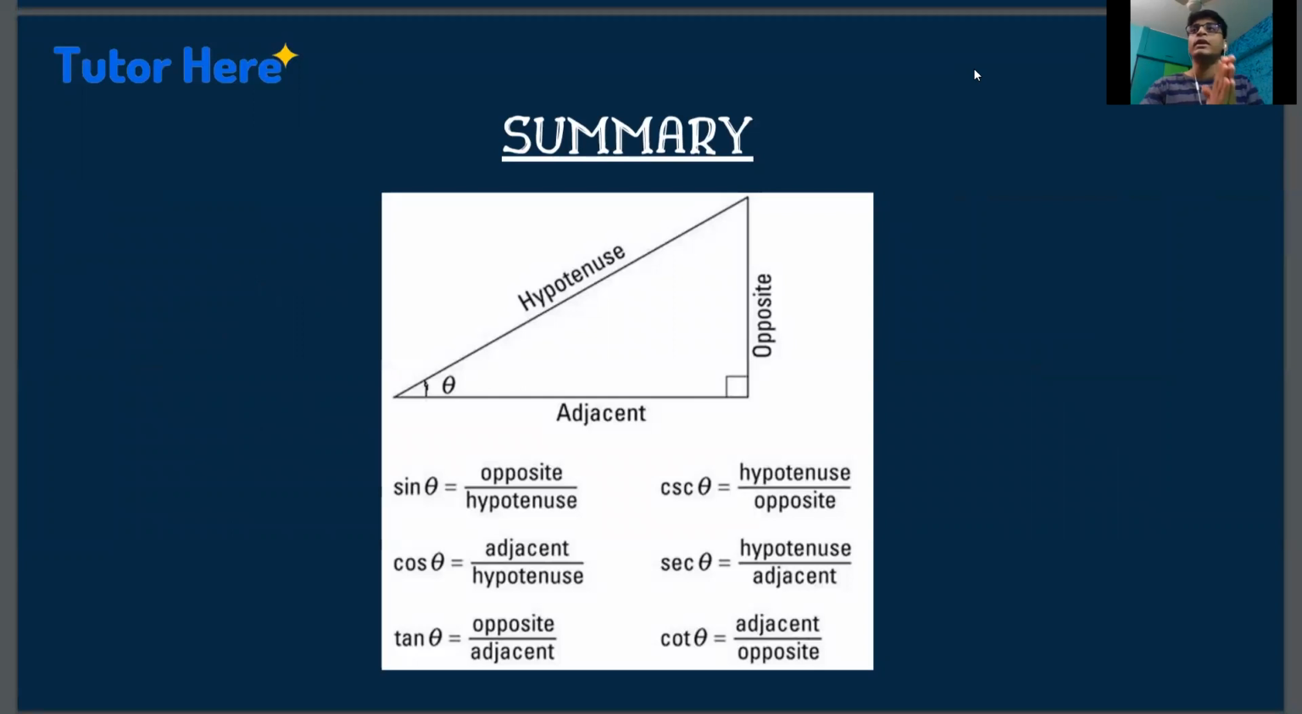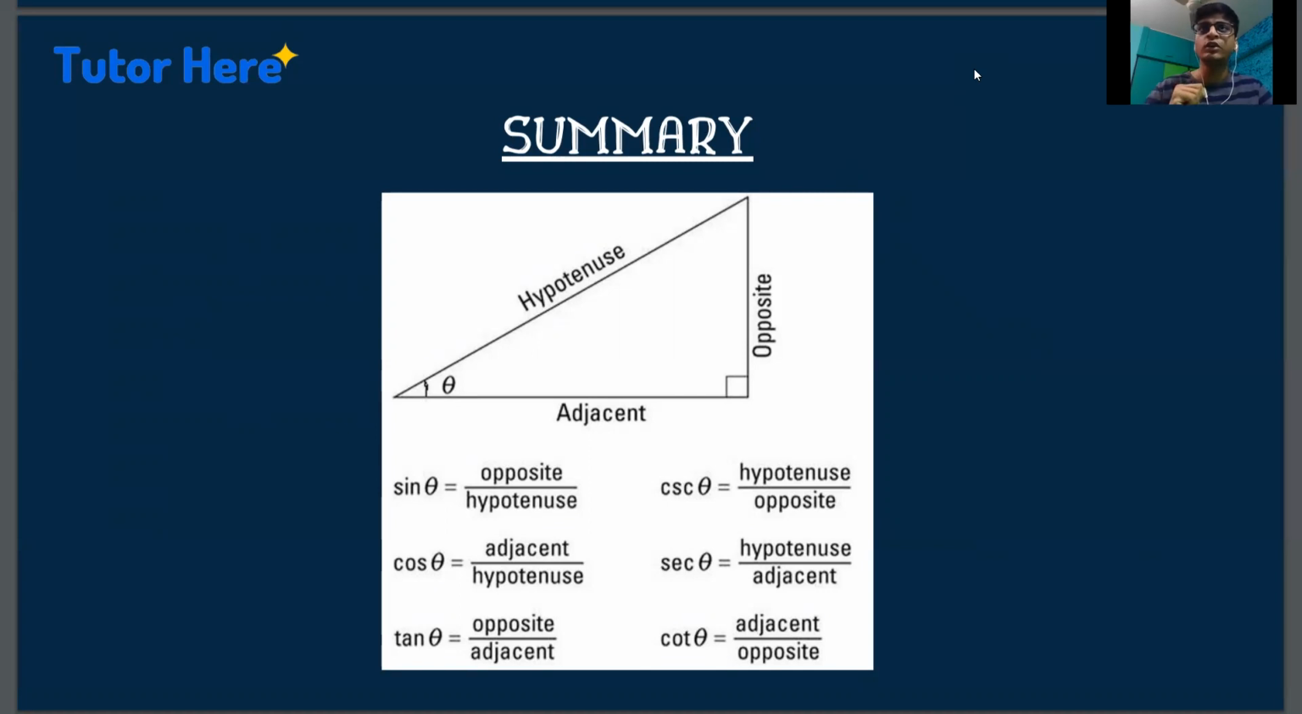So to summarize what we saw in this video, as you can see in the triangle, sin theta is opposite by hypotenuse, cos theta is adjacent by hypotenuse, tan theta is opposite by adjacent, cosec theta is the reciprocal of sin theta, which comes out to hypotenuse by opposite, sec theta is the reciprocal of cos theta, which comes down to hypotenuse by adjacent, and cot theta is the reciprocal of tan theta, which comes down to adjacent by opposite.